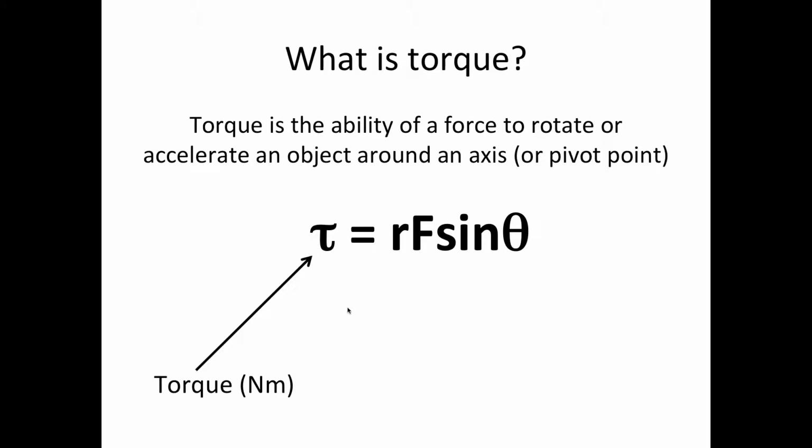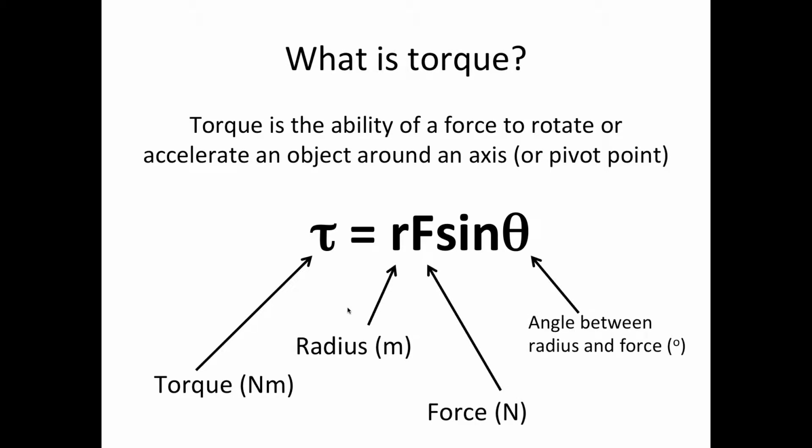This weird symbol is actually the Greek letter tau, and we use that for torque, and the units of that is Newton meters. r is radius, again in meters. F is force in newtons, and sine of theta is going to be the angle between radius and force. So r, F, and sine theta are all obvious. The only new symbol that you are learning is tau for torque.